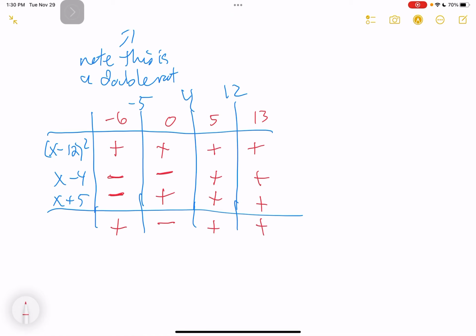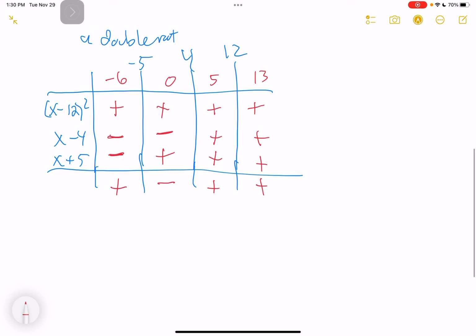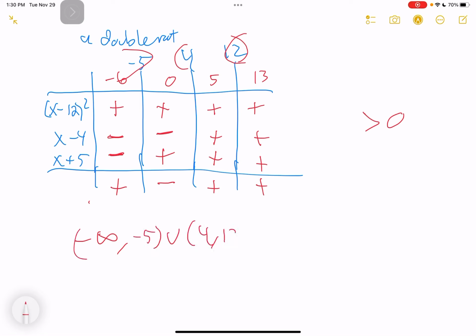So it's going to be positive in these regions, but it's really important to get the answer down correctly because it says strictly greater than 0. So we're looking at here, and at here. Meaning it's negative infinity to negative 5. Union that with 4 to 12, union that with 12 to infinity. So those are the three regions. We don't include the 12 because it's not strictly equal to 12. It's not equal to 0. 12 makes it 0. So we have to exclude the 12 from these values. Okay. I hope that helps.